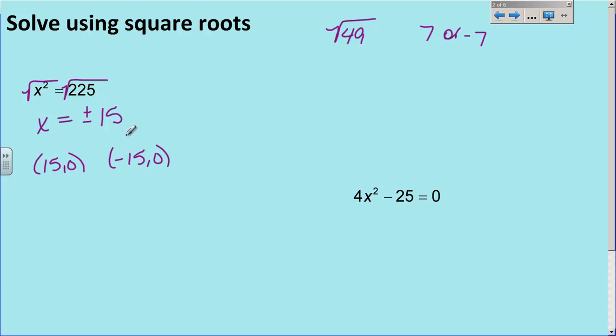But instead of writing this down twice, I can write it as one statement, plus or minus 15. It tells the person reading your paper or looking at your answer that it is both of those. So that's the square root thing.